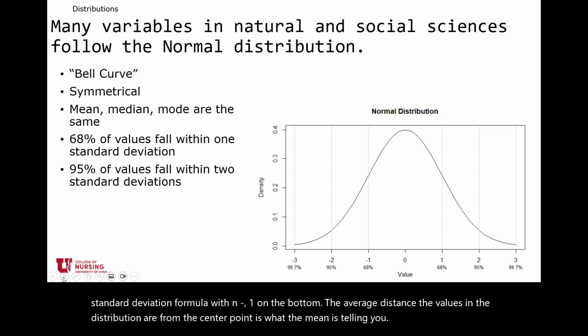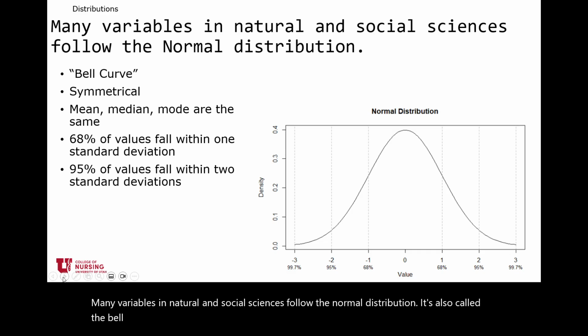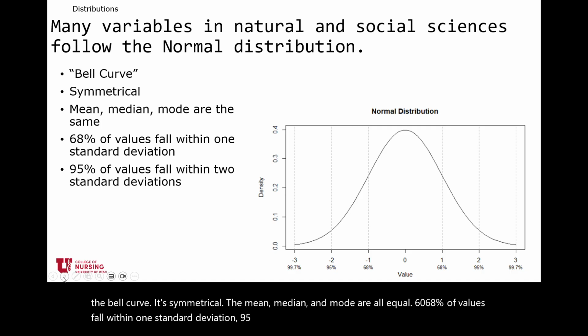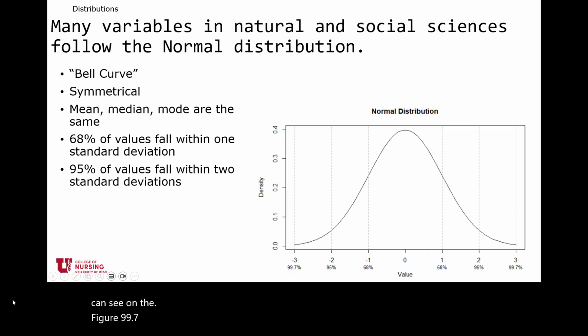Many variables in natural and social sciences follow the normal distribution. It's also called the bell curve. It's symmetrical. The mean, median, and mode are all equal. 68% of values fall within one standard deviation. 95% of values fall within two standard deviations. And as you can see on the figure, 99.7% fall within three standard deviations.